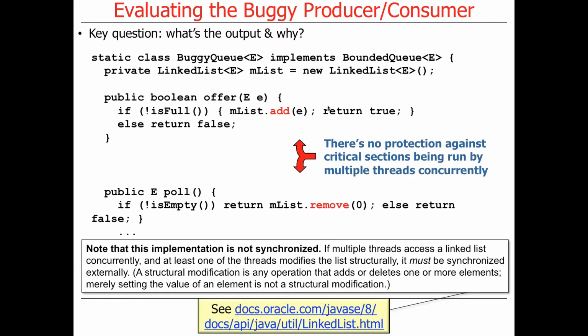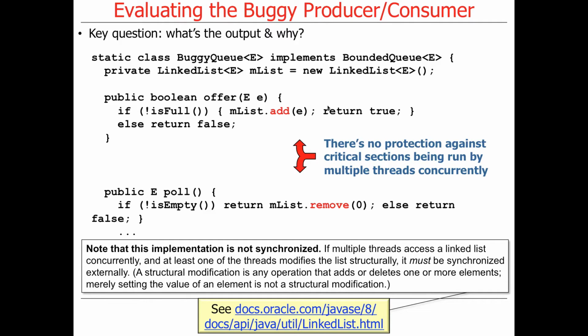And the reason why this is the case is because the linked list class, as it says very distinctly in the documentation, is not synchronized. So if you read the documentation for linked list, it says, if multiple threads access a linked list concurrently, and at least one of the threads modifies the list structurally, it must be synchronized externally. In other words, you have to provide the synchronization. It won't do it itself.